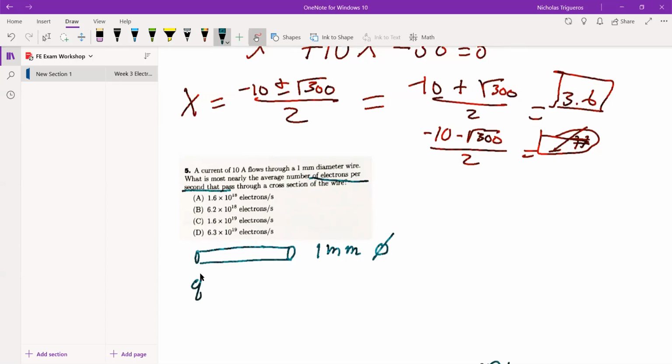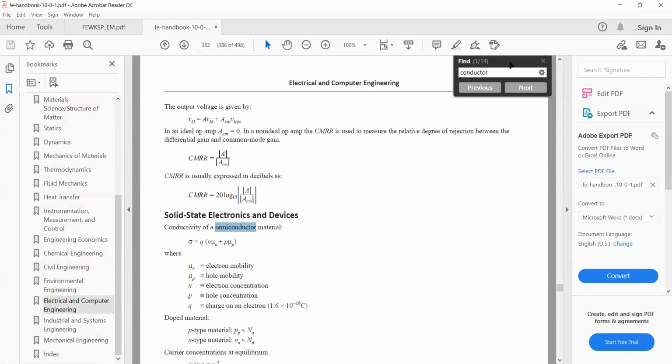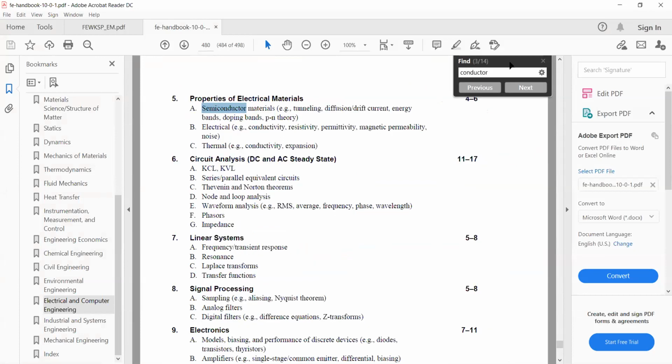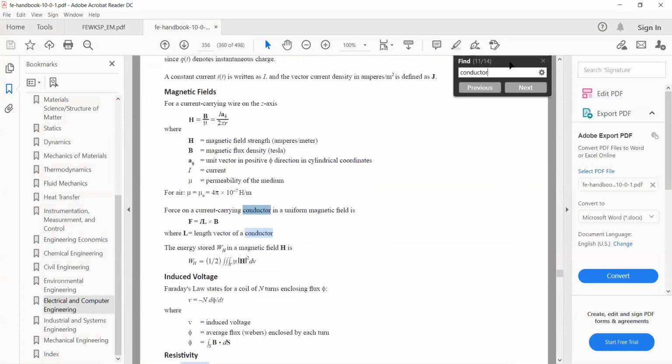Well, that equation is going to be Q dot. So what we can do is go check our handbook really quickly. Let's look up electron density. No electron density. All right, let's look up what a conductor is. Conductor, conductors, semiconductors. We want to go back to the electricity and magnetism section. Here we go.